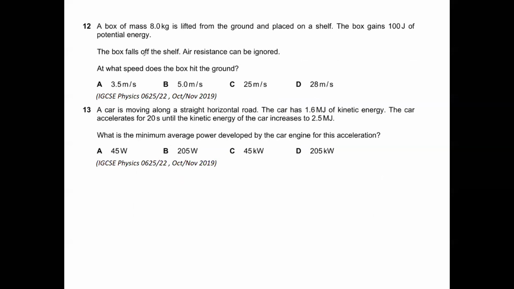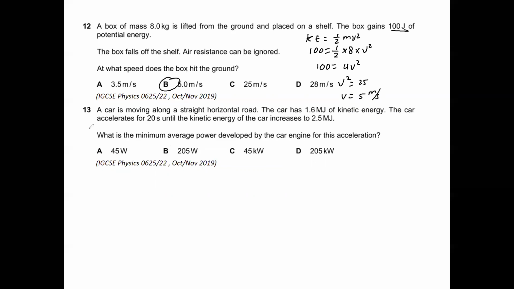KE. So the kinetic energy equals the gravitational potential energy. So you can write KE equals half mv squared. The kinetic energy is 100 joules. So 100 equals half, the mass is 8, and then v is what we want to find. So this becomes 4 v squared. So v squared equals 25. So v equals 5. So the answer is B.